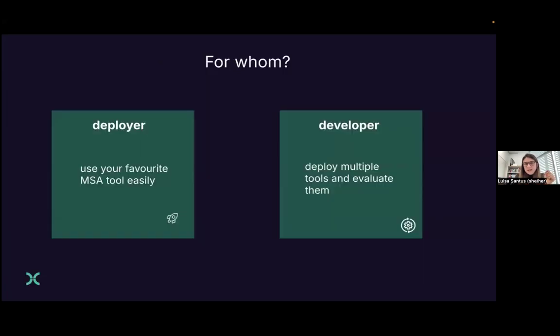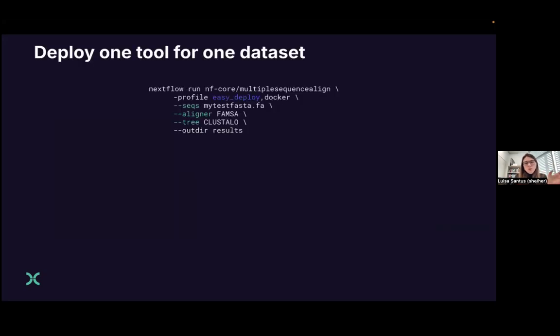And so now, how can you use the pipeline? We have envisioned the pipeline for two different types of users. On one side, you have the deployer, someone who just wants to deploy their favorite tool, and that's it. Or the developer, someone who is really interested in benchmarking, and then it's a little bit more advanced. So if you're on the side of the deployer and you just want to deploy one tool, then you can use the easy deploy profile.